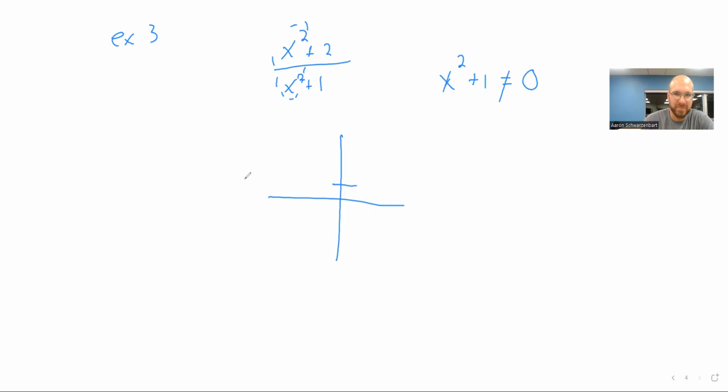If I plug in 0, I get 2 over 1, so that tells me a y-intercept at 2 here. And this graph actually just looks like this. It should be symmetric. There's a better drawing in example 3 in the book. Okay. Another rational function, example 4.